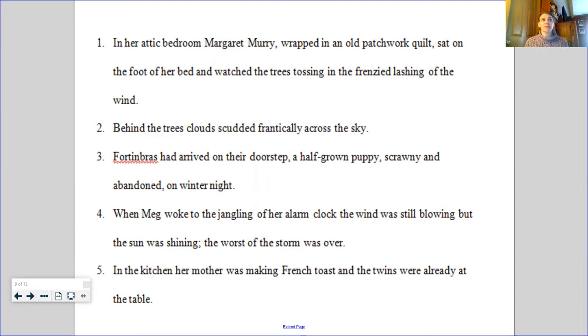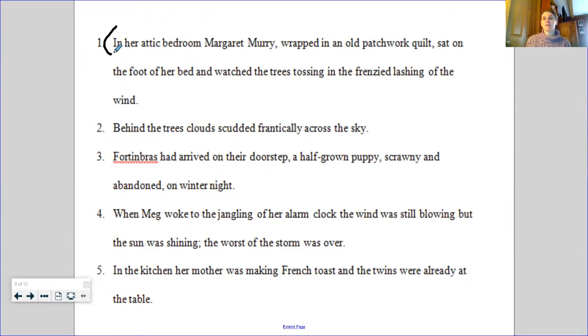We see, in her attic bedroom, Margaret Murray, wrapped in an old patchwork quilt, sat on the foot of her bed and watched the trees tossing in the frenzied lashing of the wind. So we're going to start with our prepositional phrases, looking for those words that fit in the blank. The cat ran blank the tree. The cat ran in the tree. There's a hole. So we can start right here.